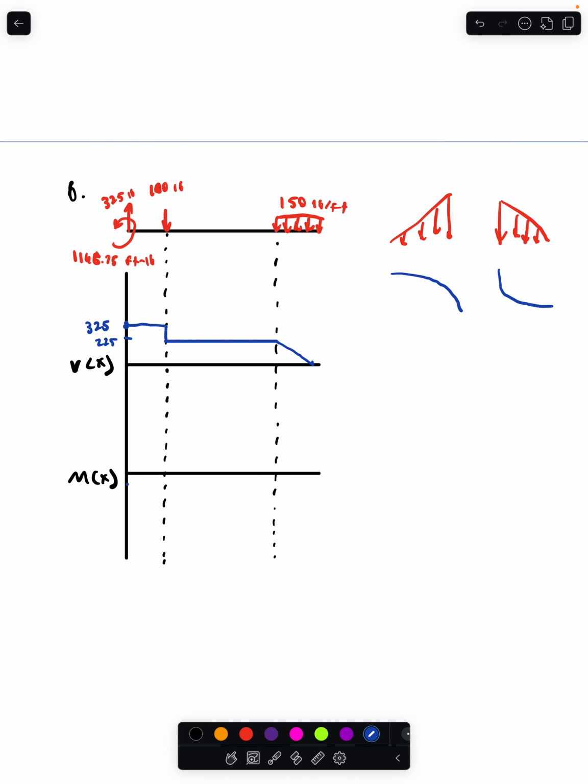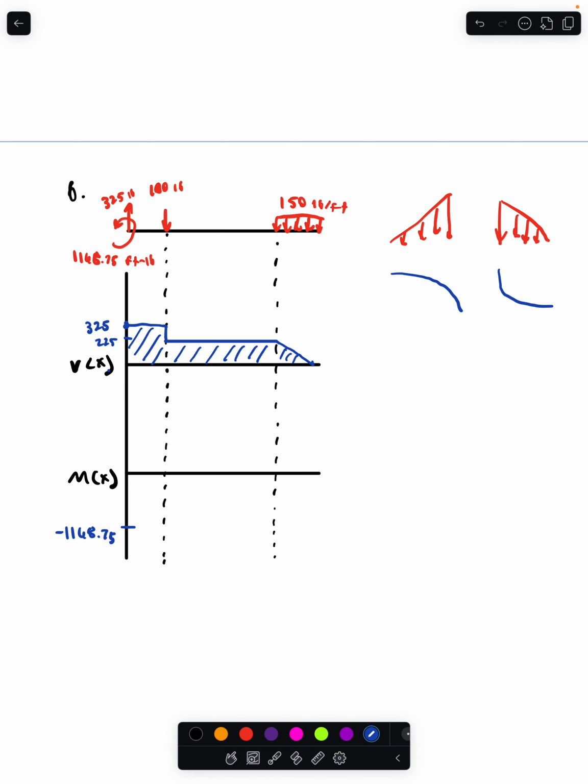Okay, so for the moment diagram, we have a point moment. Now, one pitfall you might run into is that even though this is a positive point moment on our moment diagram, we're actually going to make this be a negative. So we're going to be down here at negative 1168.75. And then we're going to go along, and for each of these sections that I have marked off with these dashed lines, we're going to find the area.